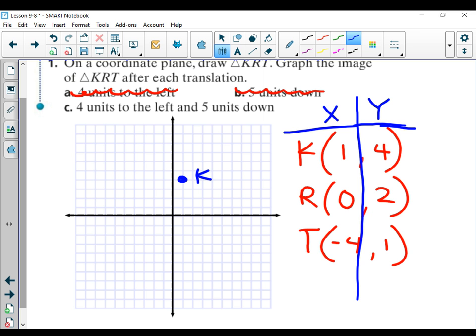How am I going to find R? Pete? Over 0, up 2. Here's R. How am I going to find T? Allison? Over 4, and then up 1. You do have a straight edge probably in that blue bucket if you need one. This is going to be a triangle.